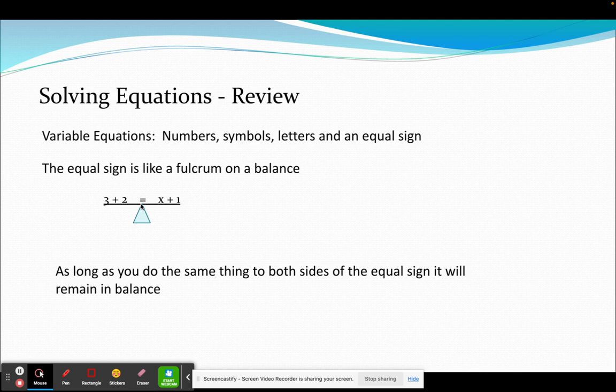It's the balancing point. And so an equation will stay in balance as long as what you do to one side of the equal sign, you do to the other. Right now, I have 3 plus 2 equals x plus 1. Just looking at this, we know that x is going to be 4 because 3 plus 2 is 5. 4 plus 1 is 5. But if I threw 3 more over here, if I added 3 more, my scale wouldn't be in balance. This side would be 6, 7, 8. But if I also threw 3 more over here, my balance would remain intact. So as long as you do the same thing to one side of an equal sign as the other, your equation will remain in balance.